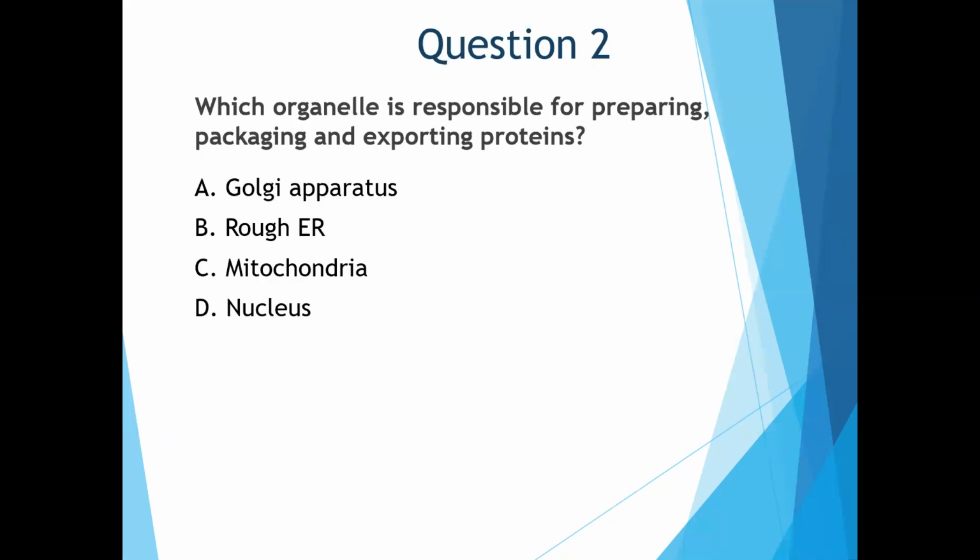Okay, second question for this part of the chapter. Which organelle is responsible for preparing, packaging, and exporting proteins? A, the Golgi apparatus, B, the rough endoplasmic reticulum, C, mitochondria, or D, nucleus? Take a second to think about that one.